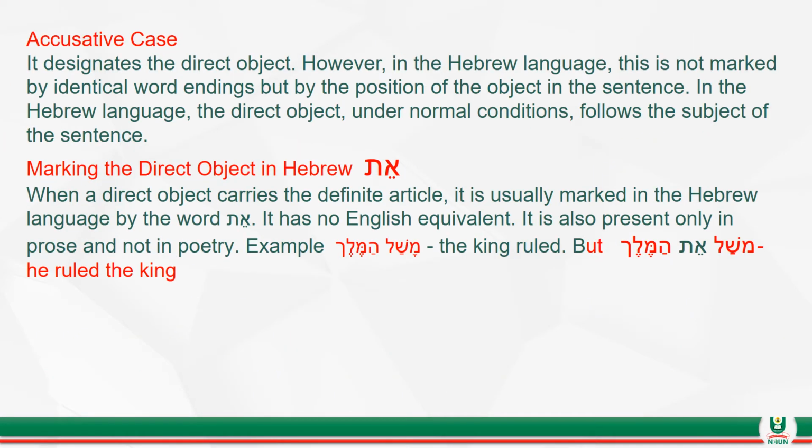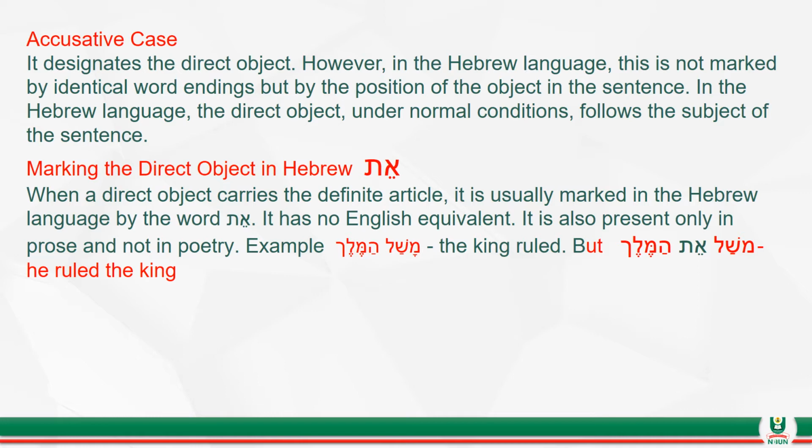Now let's look at the accusative case. The accusative case designates the direct object. However, in Hebrew language, this is not marked by identical word endings, but by the position of the object in the sentence. In Hebrew language, the direct object under normal circumstances follows the subject of the sentence. It is also possible to mark the direct object, especially in Hebrew, using the word et. Et has no English equivalent, but it is used to mark the direct object of a sentence.